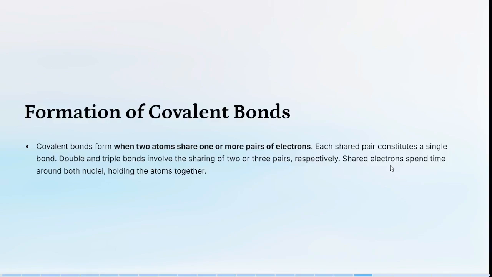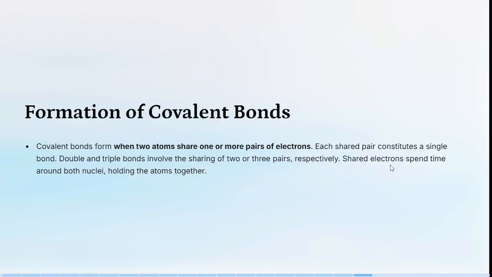Covalent bonds form when two atoms share one or more pairs of electrons. Every bond is always made up of a pair of electrons. So for covalent bond, it could be the sharing of a pair of electrons or the sharing of two pairs of electrons. I'm saying pair, meaning two electrons. Each shared pair constitutes a single bond, and double and triple bonds involve the sharing of two or three pairs, respectively.